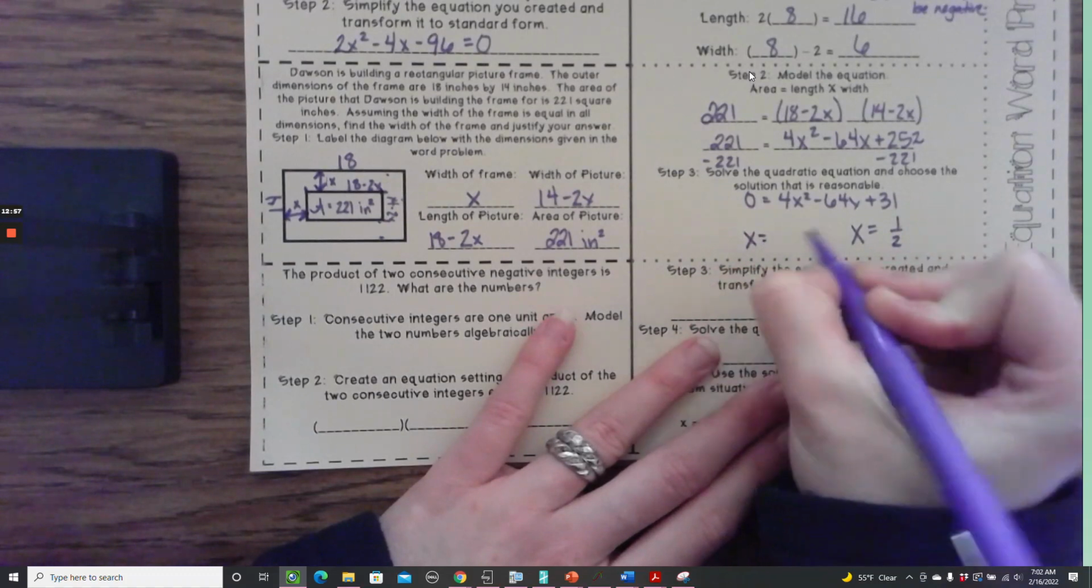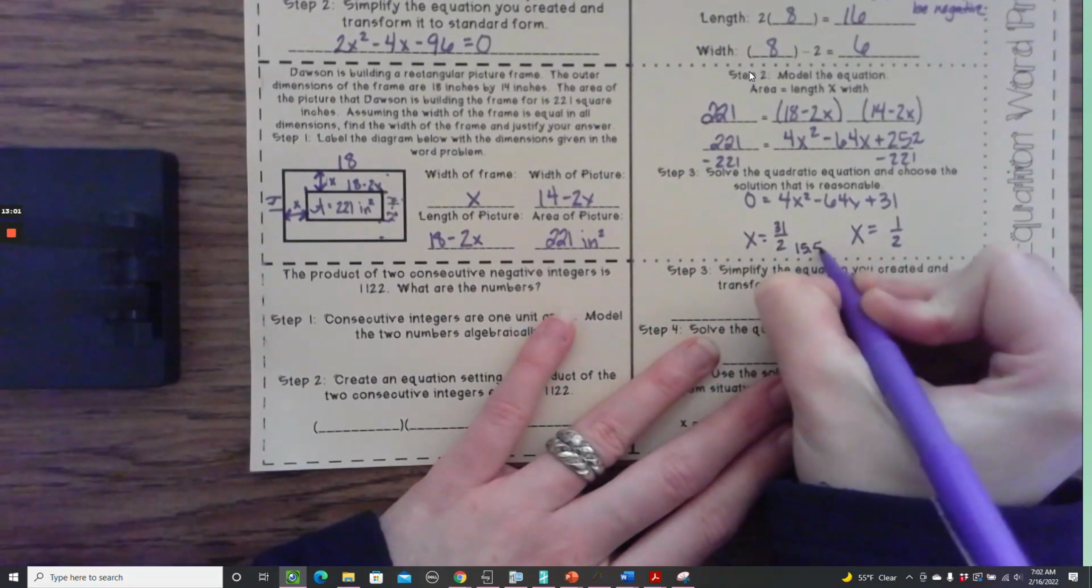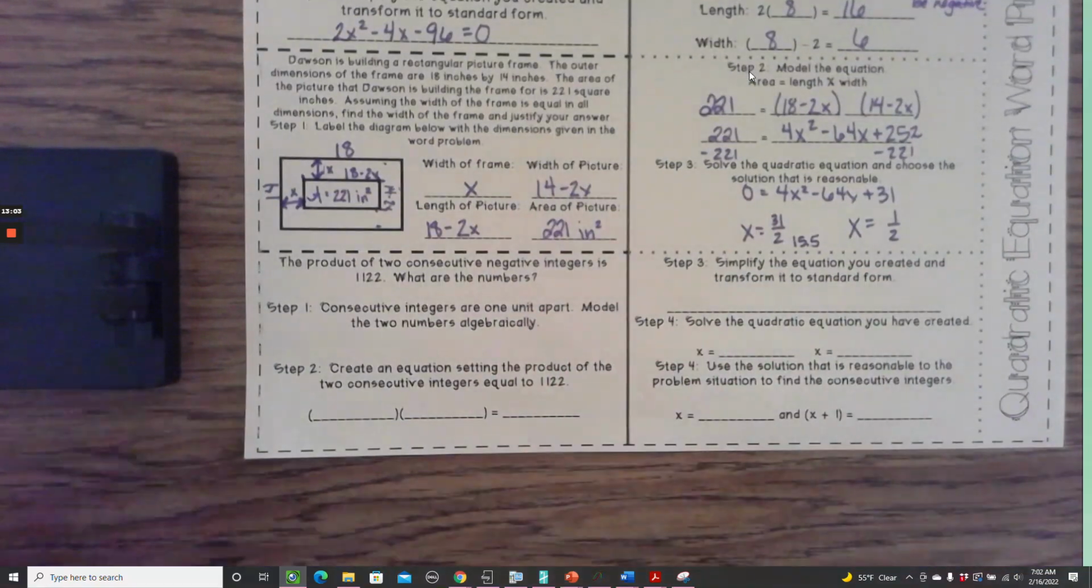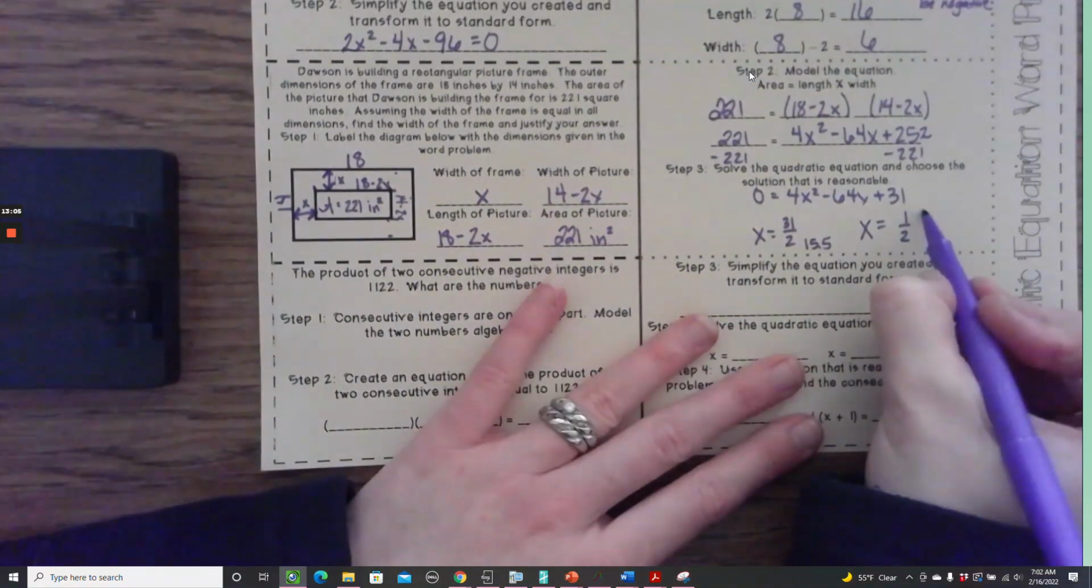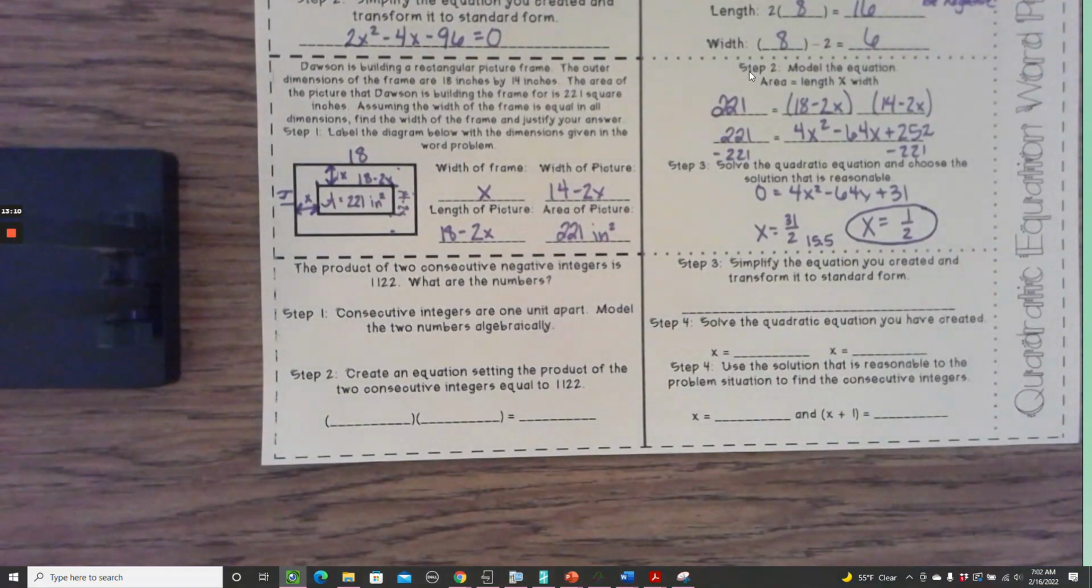So I'm going to go ahead and write the other one. It's 31 over 2, or 15.5. This is one of those rare situations where you might want to convert it to a decimal, again, to check the reasonableness of the answer.